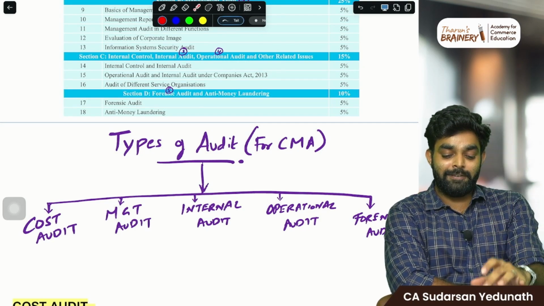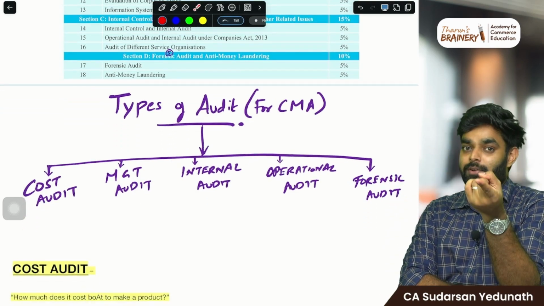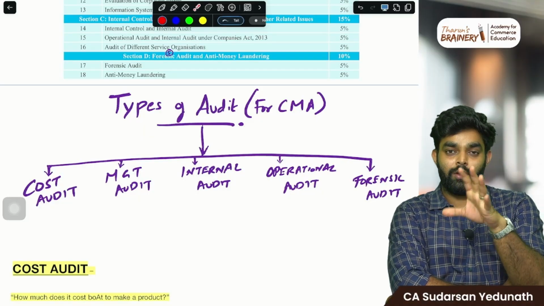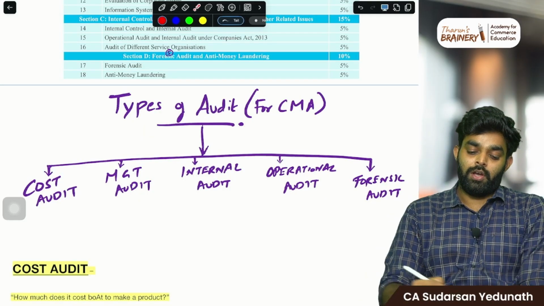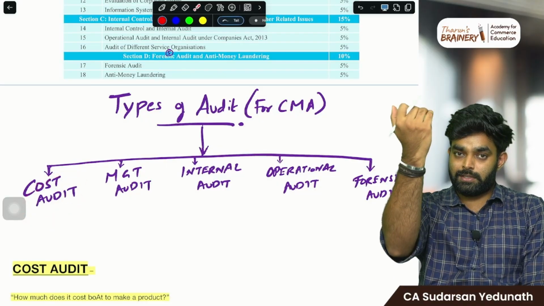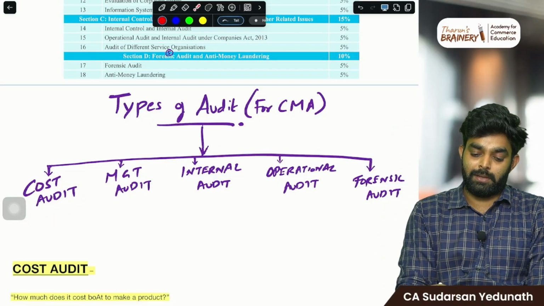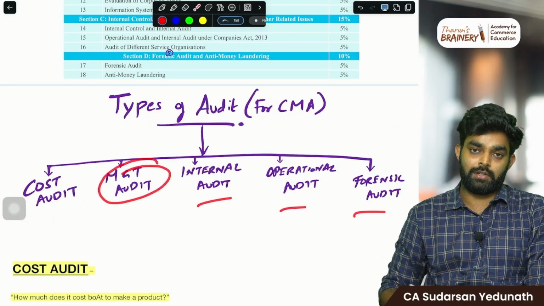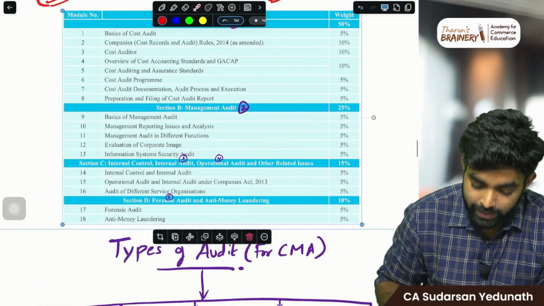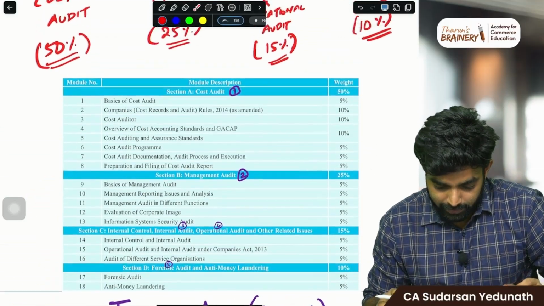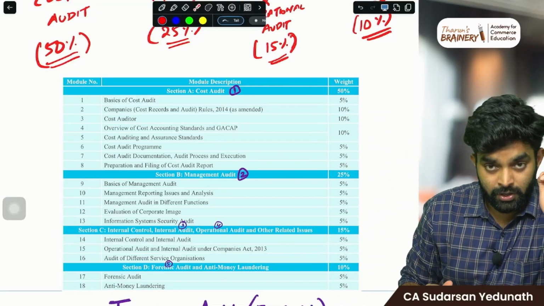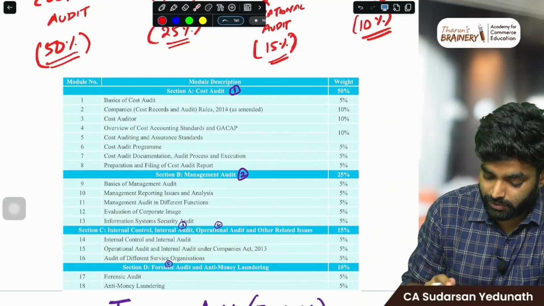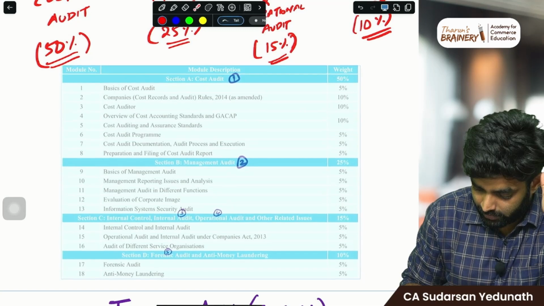These are the different types of audit which you have to learn. Now, the audit that is done by a chartered accountant, you don't have to learn. These are the audits you need to learn. You need to learn about cost audit in your first module, that is the first 50% of the syllabus. Management audit is there, internal, operational, forensic audit. If you look at your syllabus, I'll explain each and every audit. Wait, if you look at how it is actually structured. One second.